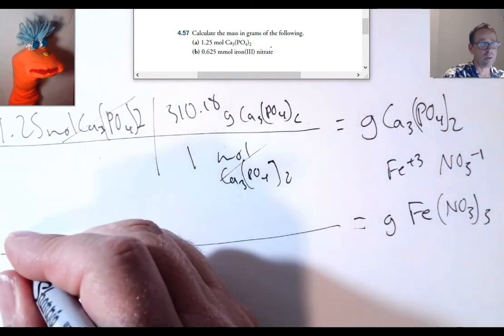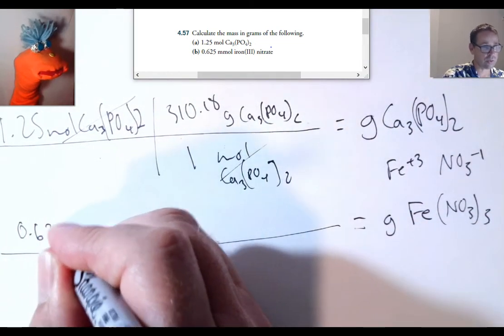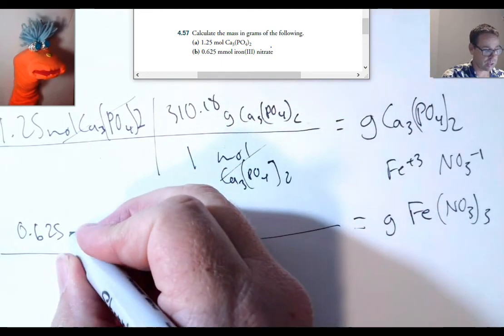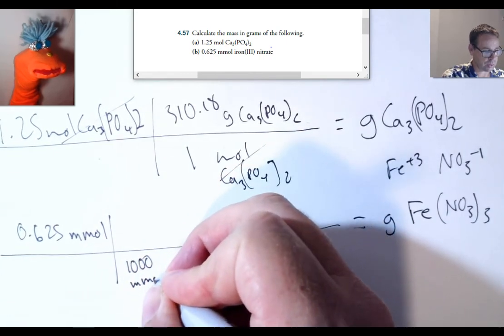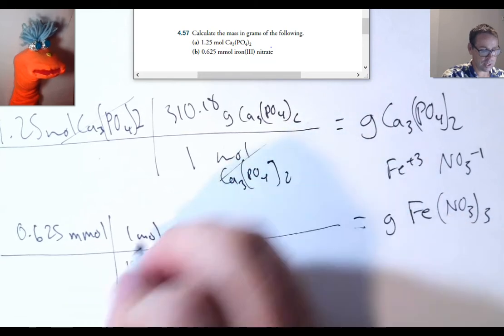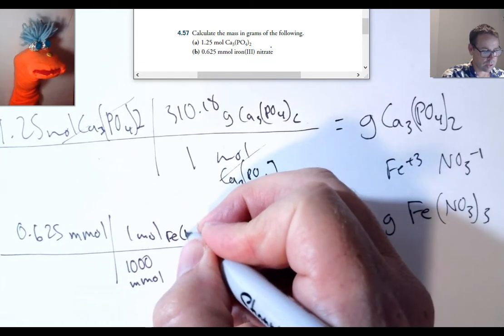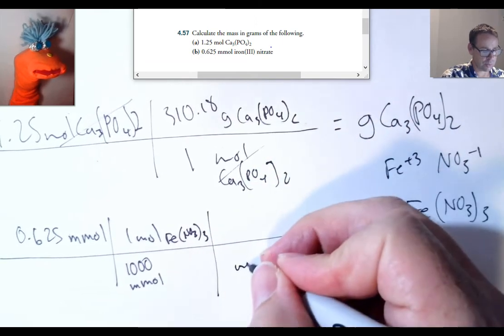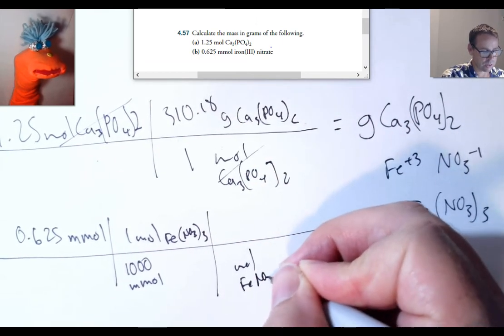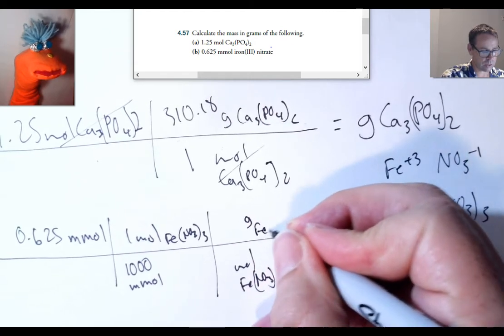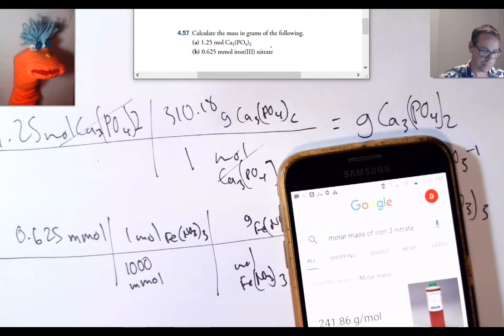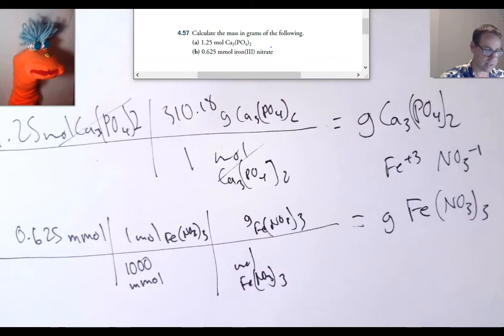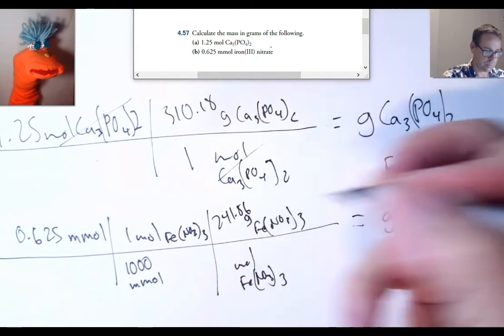And then I can go from moles, 0.625 millimoles. Okay, so that is millimoles. And for every 1,000 millimoles, I have 1 mole. And this is again of my iron 3 nitrate. And then I can go from moles of iron 3 nitrate to grams of iron nitrate. Good job. Molar mass of iron 3 nitrate. The molar mass of iron 3 nitrate is 241.86 grams per mole.